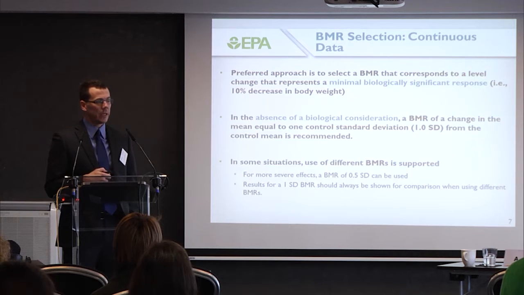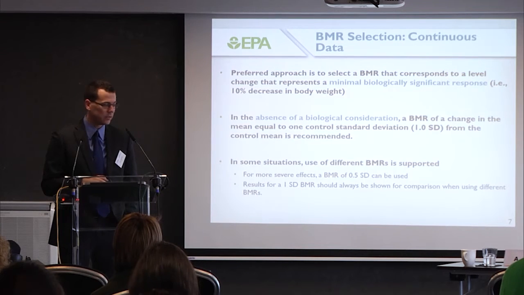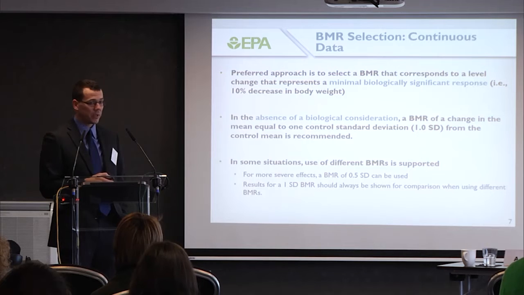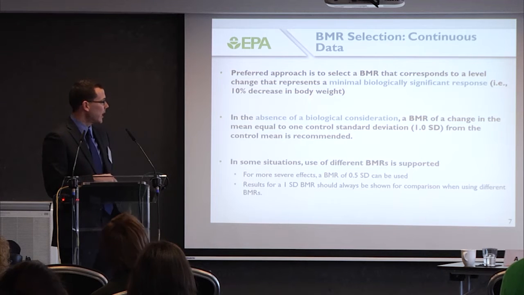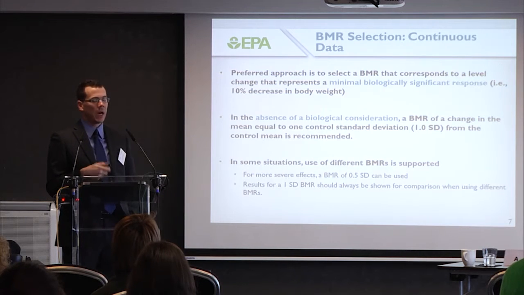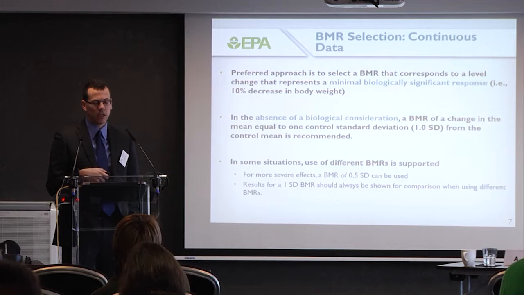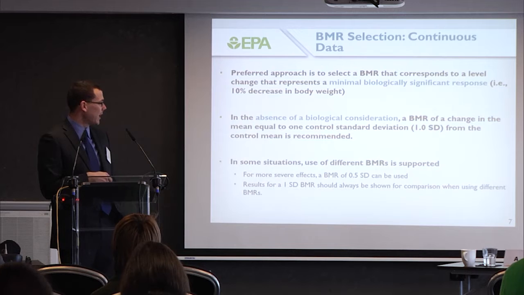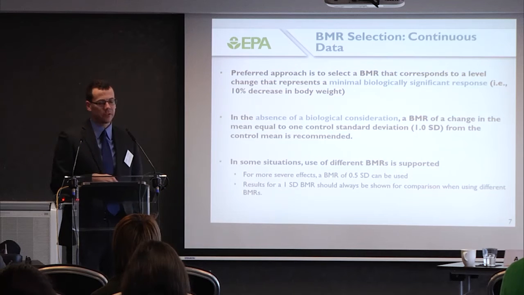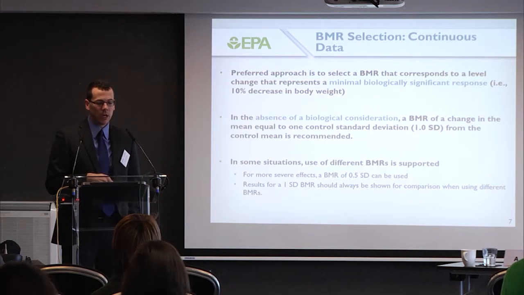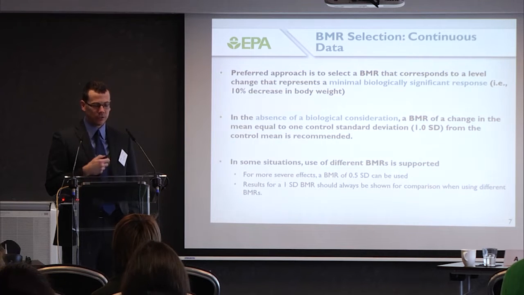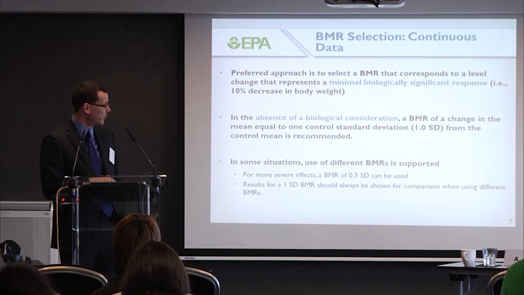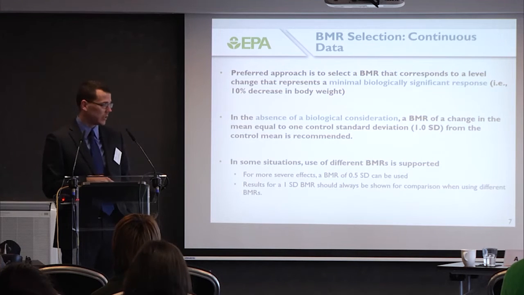If you're modeling a serum enzyme and you know that a 75% increase in that serum enzyme is or can be considered adverse, use that. We want users to use the biology and the toxicological knowledge they have to set their BMR. Oftentimes, however, you're going to have an absence of biological consideration. You're not going to have good data on which to support the selection of a minimal biologically significant response.